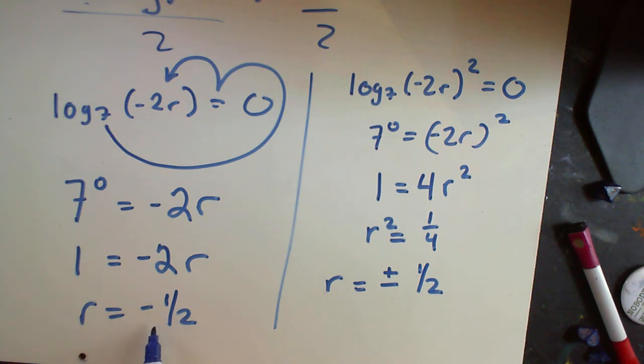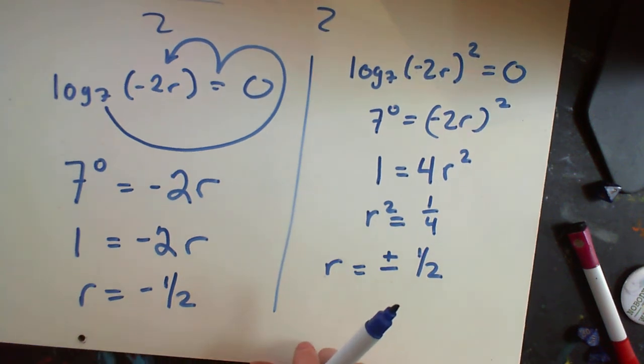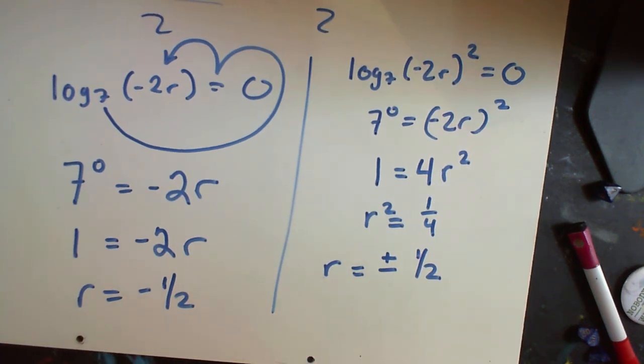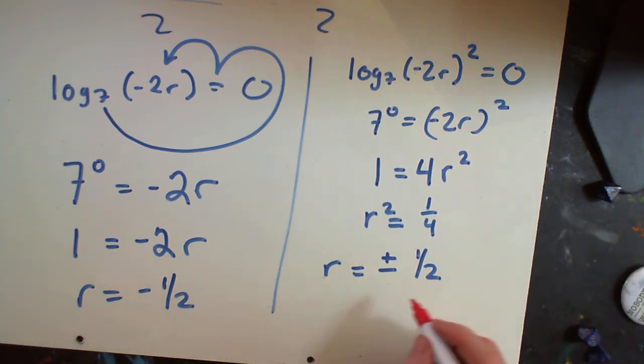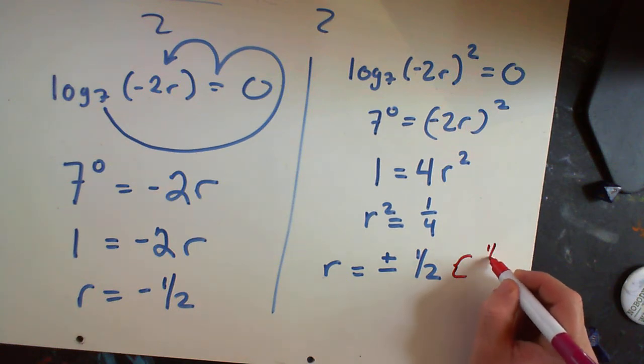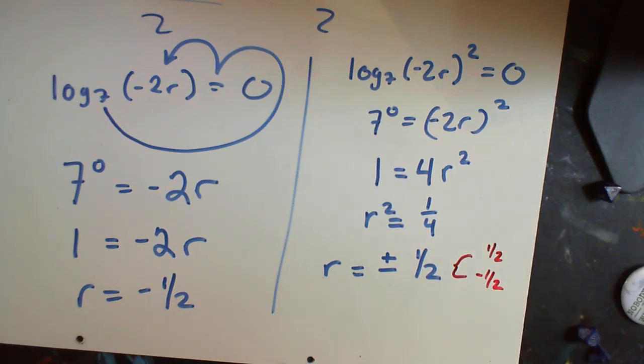Now, we see over here that r is just negative 1/2. So by doing this method, we actually ended up with two possible answers. This brings up a very good point. Whenever we work in logarithmic problems, it is important that you plug your answers back in to make sure that they work. So if we did it this method, when we plug our answers back in, we would have, remember, 1/2 and negative 1/2.